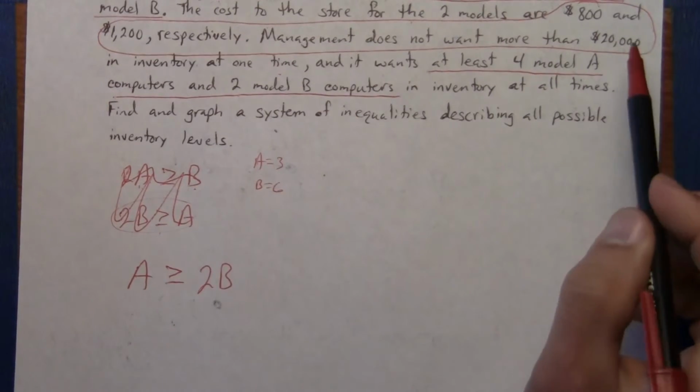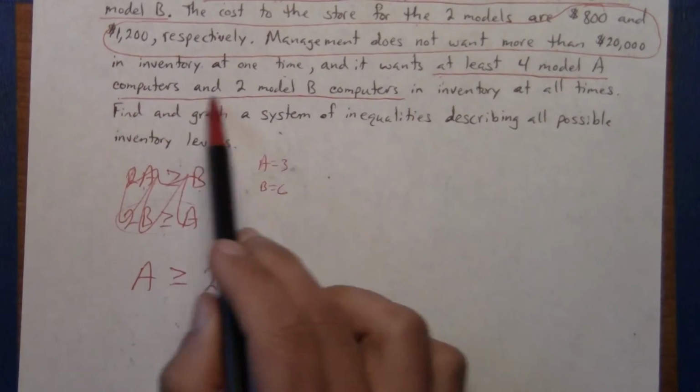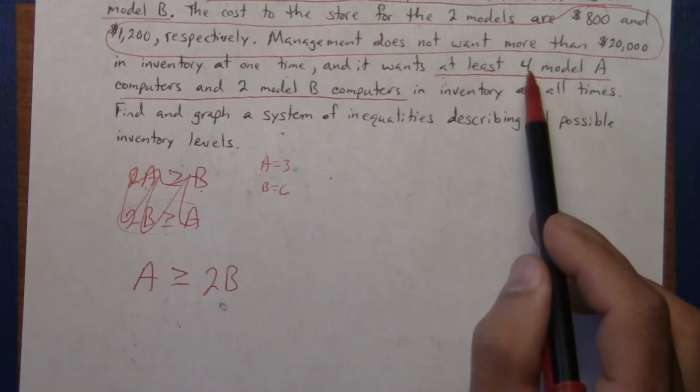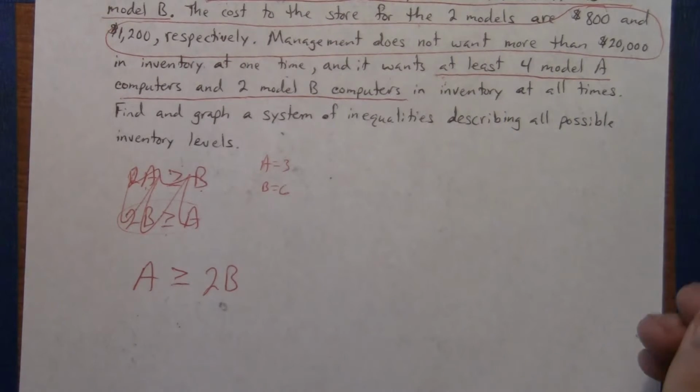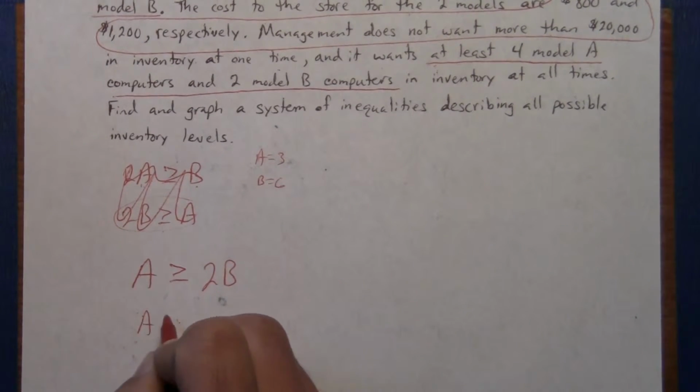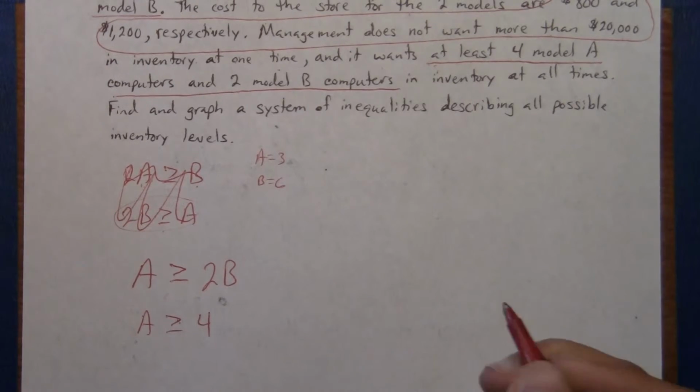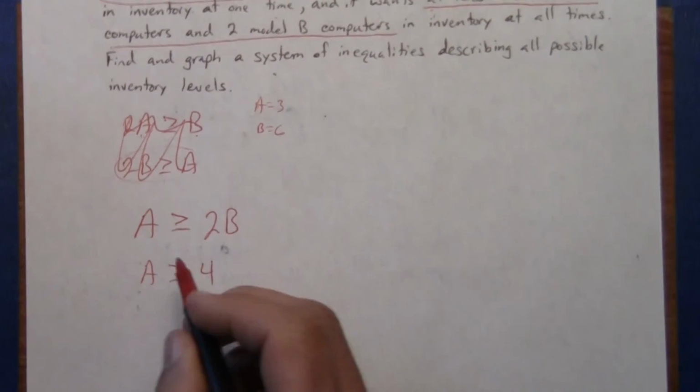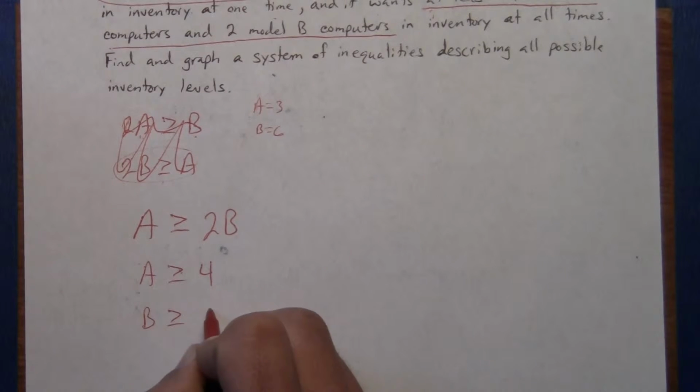Second one I'm going to take a look at is this underlined information. I want to have at least 4 models of A. Well, that means A is greater than or equal to 4. And at least 2 of B. That means B is greater than or equal to 2.